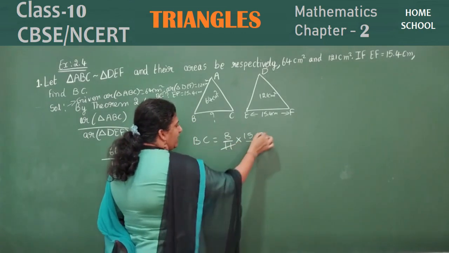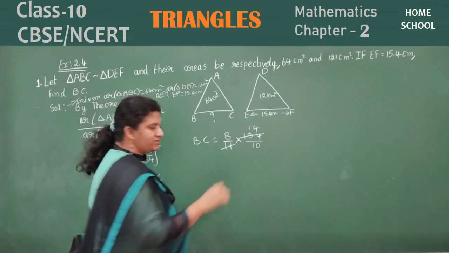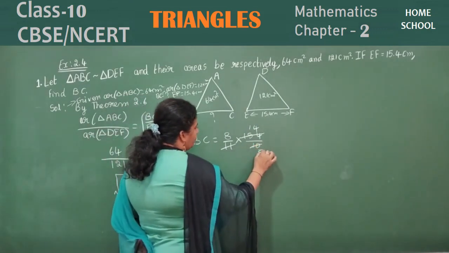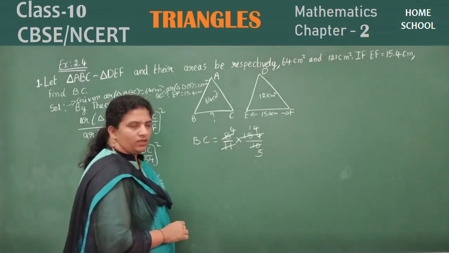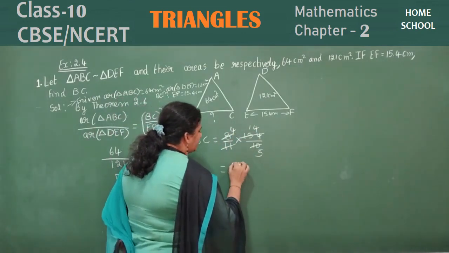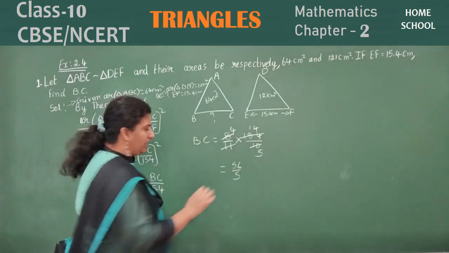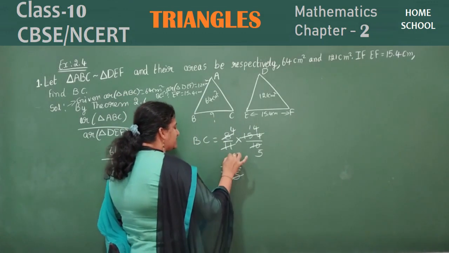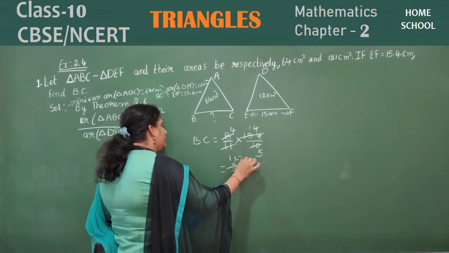So now 11 ones are 11, 4 fours are, then 2 fives are, 2 fours are. Now multiply, 14 fours are, how much here? 56 by 5. That will be, again cancel, children. 5 ones are 5, 5 ones are 5, 0.2.